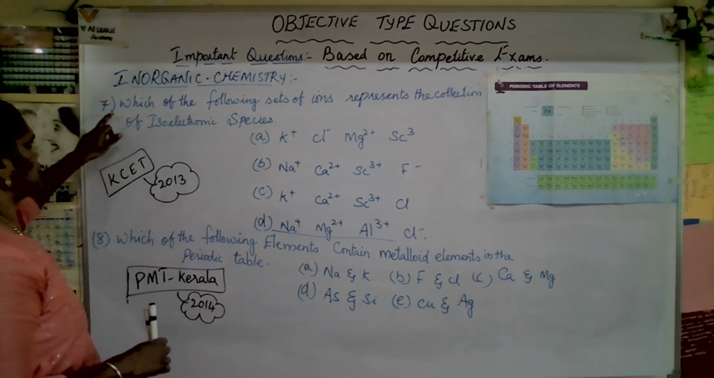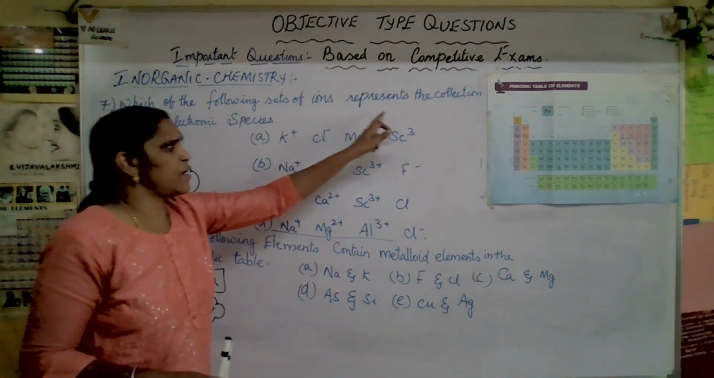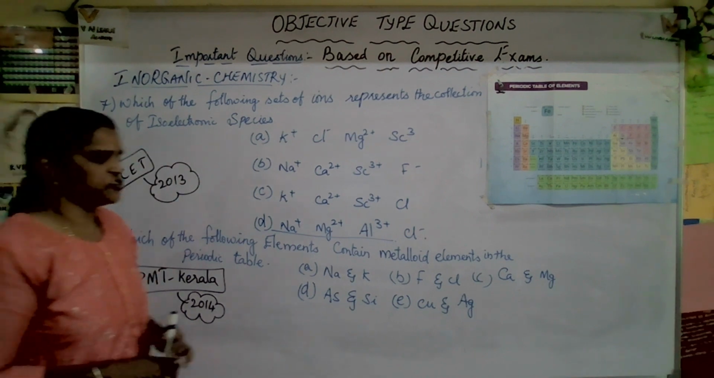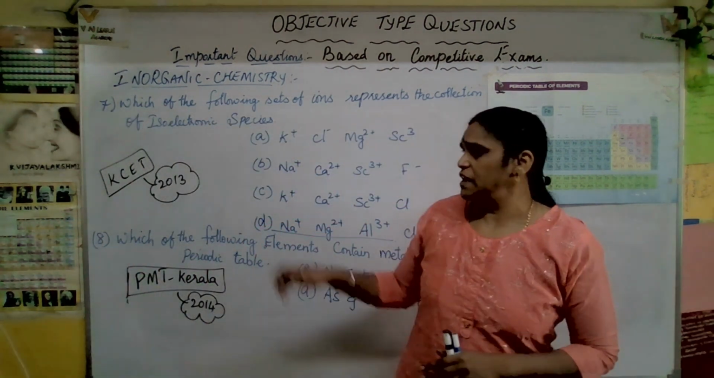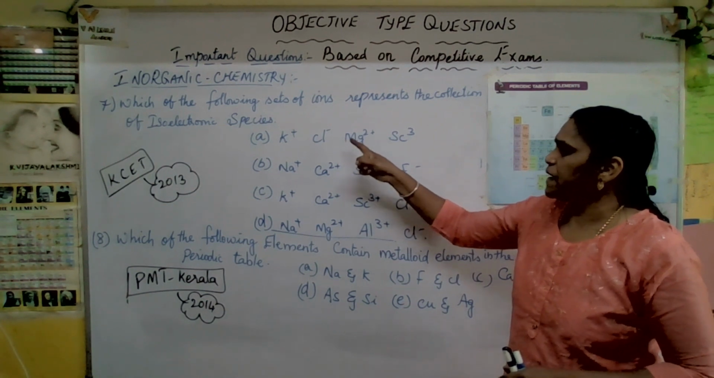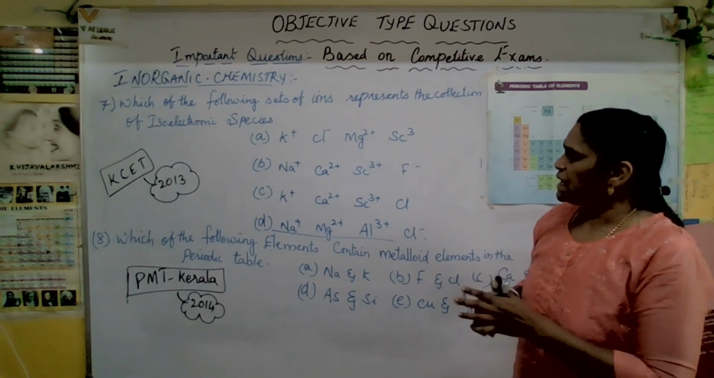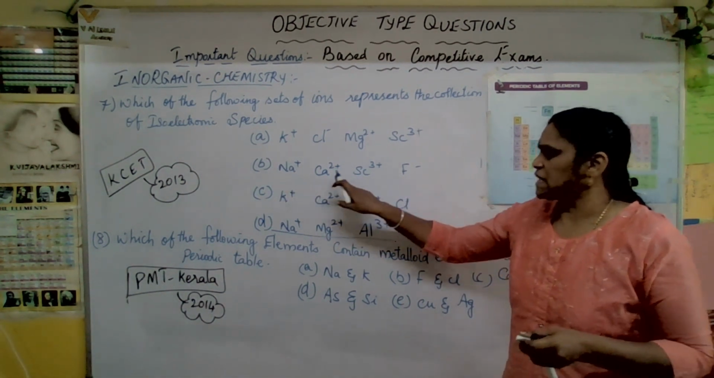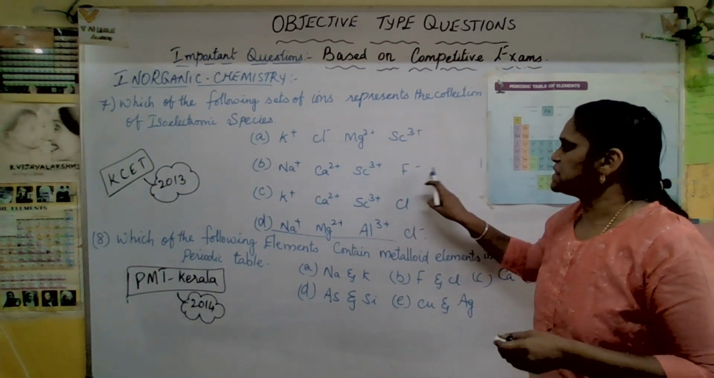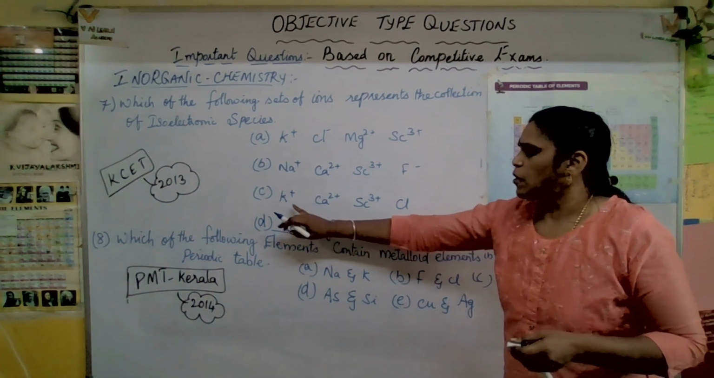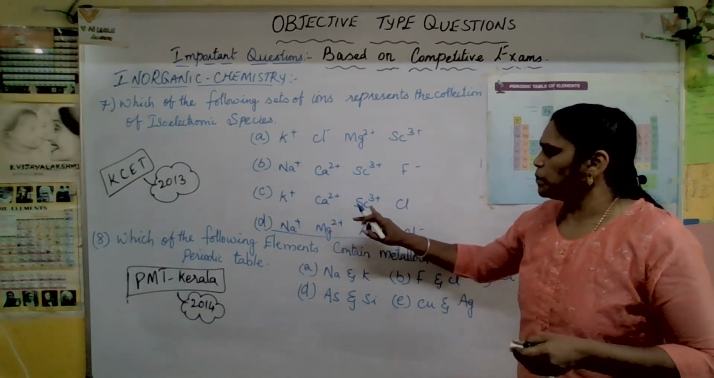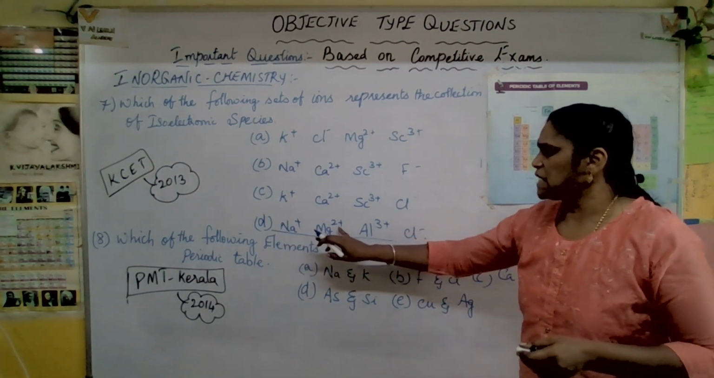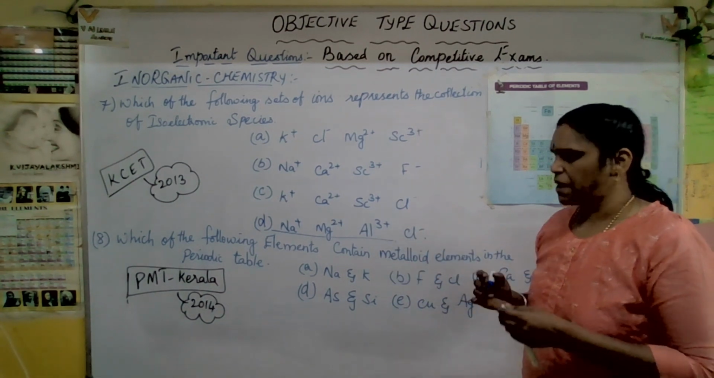The next important question: which of the following sets of ions represents the collection of isoelectronic species? You know isoelectronic species very well. Option A: K plus, Cl minus, Mg2 plus and Sc3 plus. Option B: Na plus, Ca2 plus, Sc3 plus and F minus. Option C: K plus, Ca2 plus, Sc3 plus and Cl minus. And the last one: Na plus, Mg2 plus, Al3 plus and Cl minus.